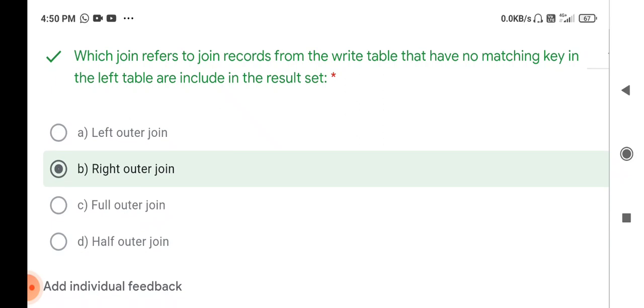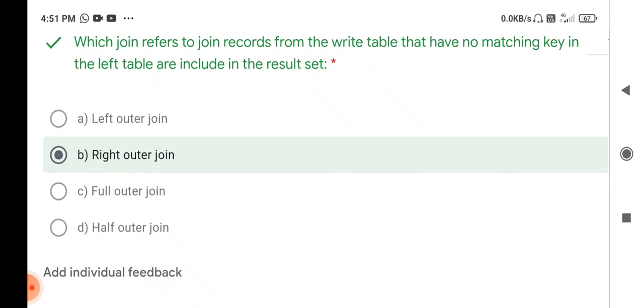Next question is, which join refers to join records from the right table that have no matching key in the left table are included in the result set. When the question asks about no matching key in the left table, focus on that, no matching key in the left table at the time of joining. This concept is called a right outer join. And when there is no matching key in the right table, this concept is called a left outer join. For this question you must know the detailed explanation about join queries. So no matching key in the left table is called a right outer join.